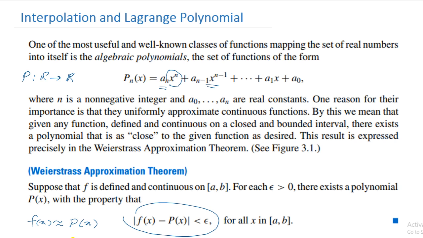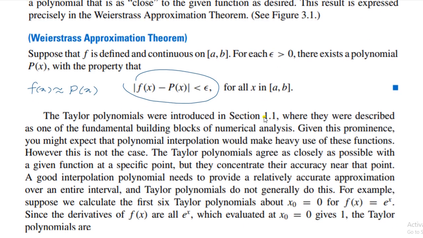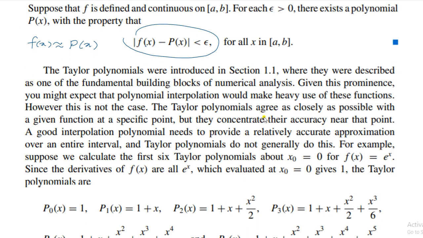It means your f(x) can be approximated by this polynomial P(x). You remember in our last session, I said something about the Taylor polynomials. So functions can be approximated by Taylor polynomials. And in this book, the Taylor polynomials are discussed in section 1.1. I did not go through chapter 1, but I did something in our last online session. So what was the Taylor polynomial? I can show you again.